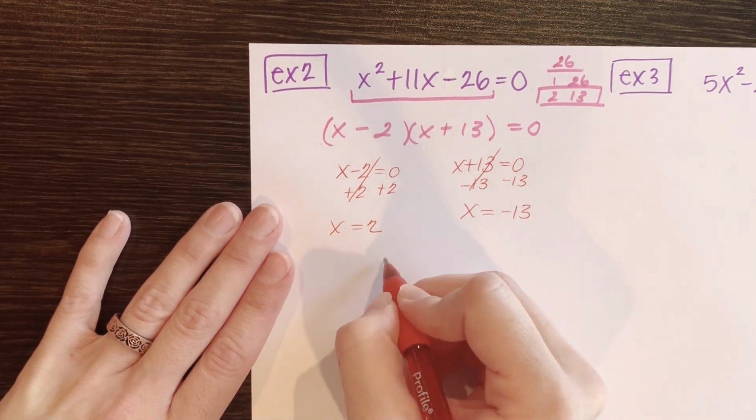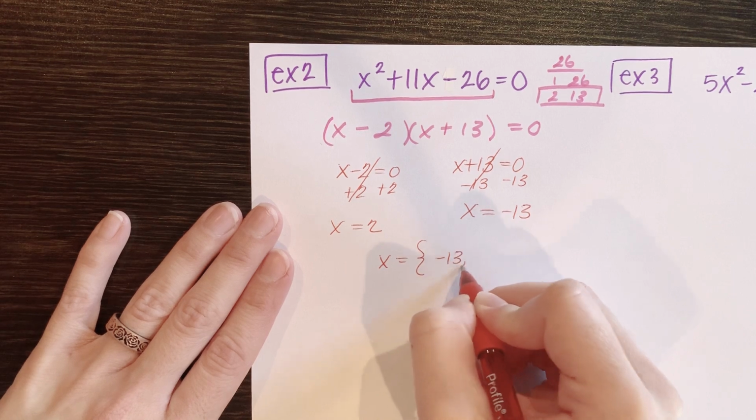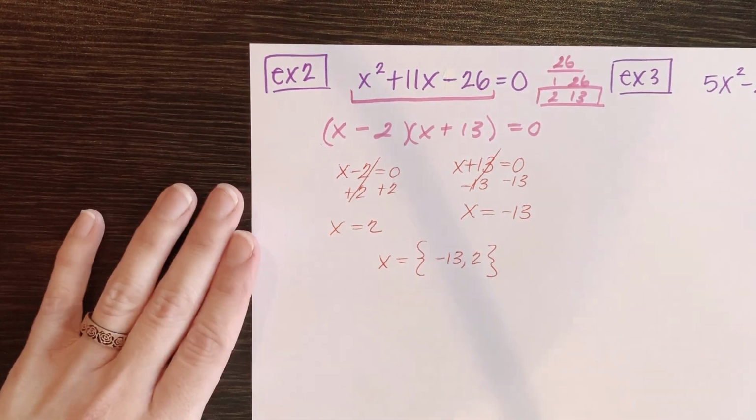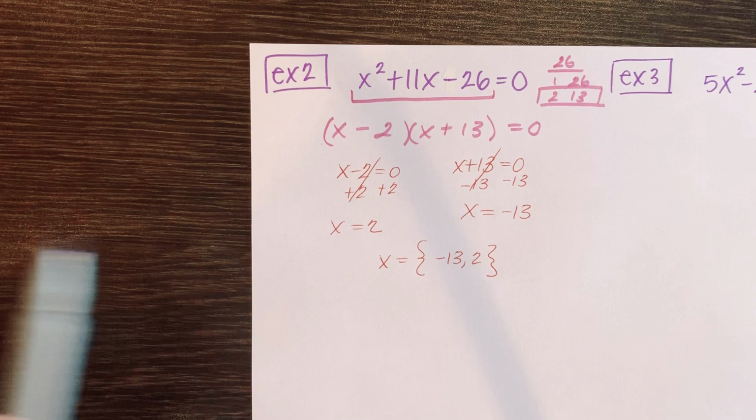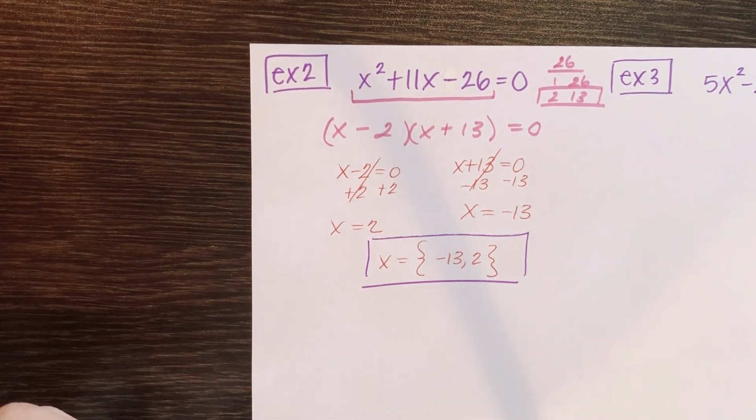I get two answers. I write it as a fancy solution set. If you want to be super fancy, write the smaller number first. I'm not going to hold you to that. Just get both numbers in that solution set.